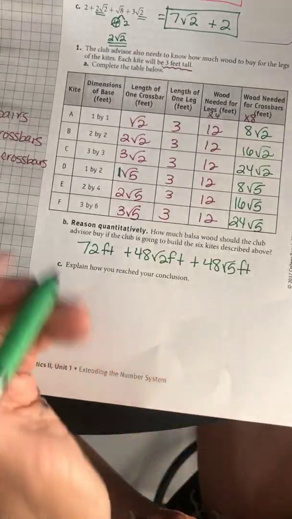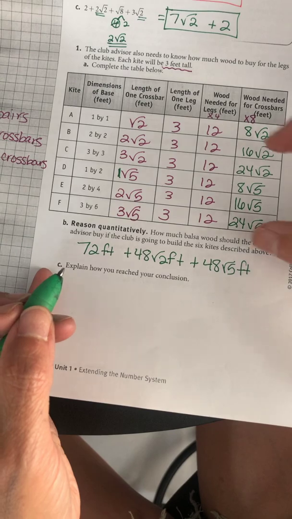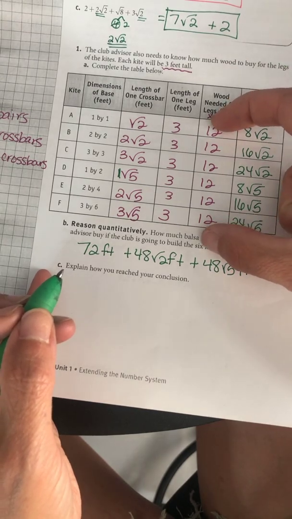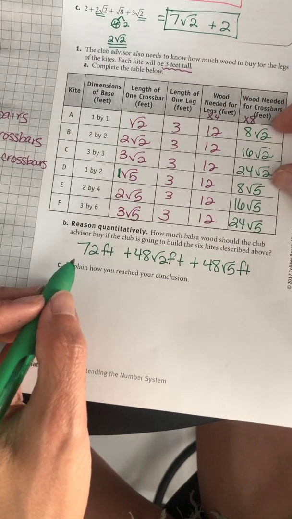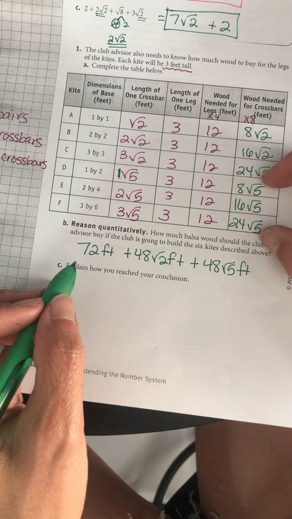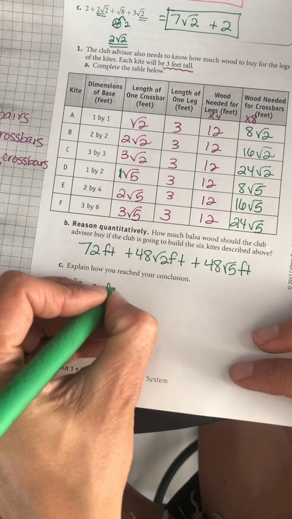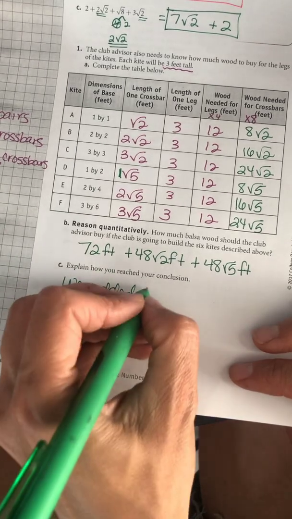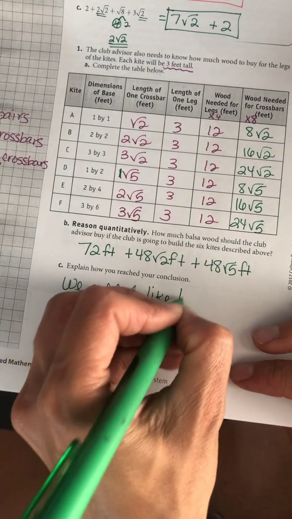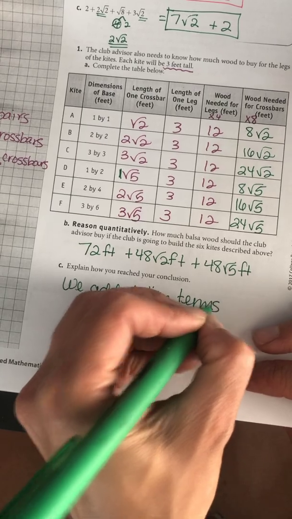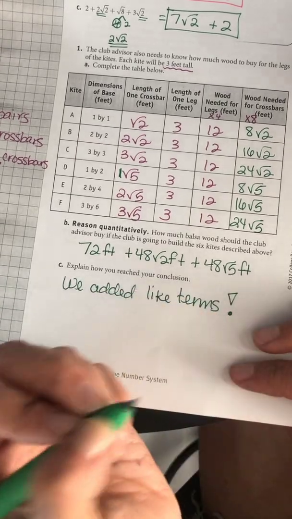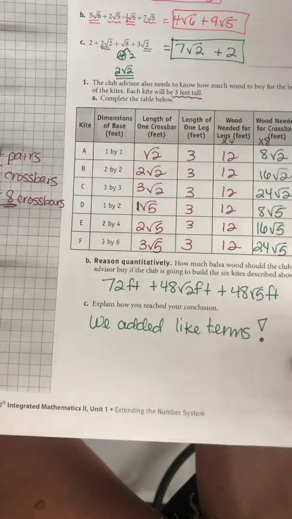Okay, so it says explain how you reached your conclusion. Well, what did we do? We added all these. We added all the square roots of 2s. We added all the square roots of 5s. So what did we do? We added like terms. Turn the page.